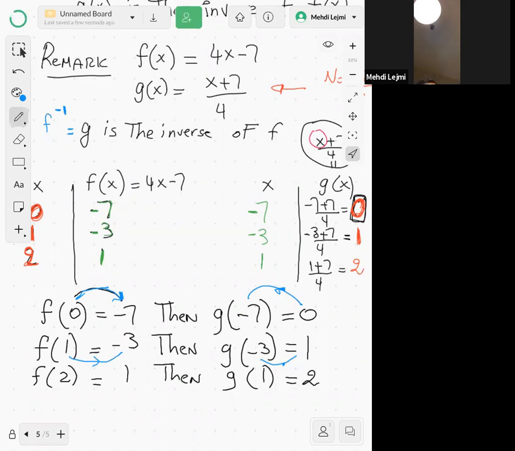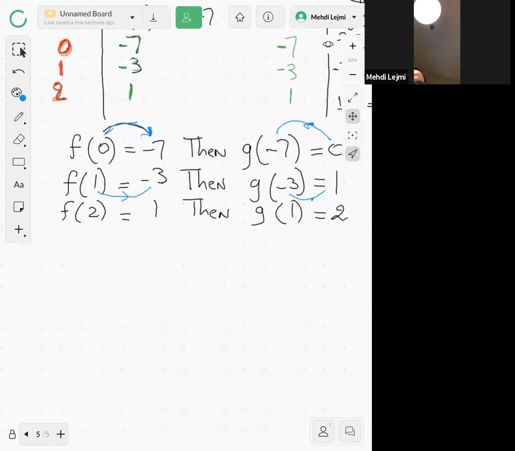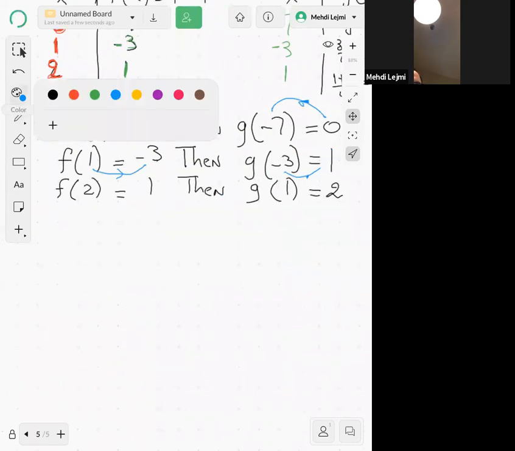All right, guys, is there any question before the exercise? All right, so here's an exercise, and you have to determine whether g is the inverse of f. So, exercise.